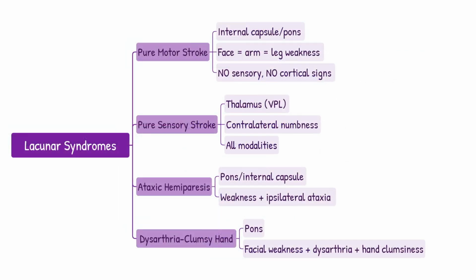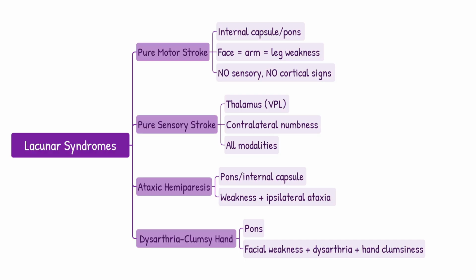Finally, let's cover lacunar syndromes. These are small vessel strokes with classic presentations. Pure motor stroke is located in the internal capsule or pons. These deep structures carry motor fibers. The presentation is face, arm, and leg weakness that are equal. Importantly, there are no sensory signs and no cortical signs.